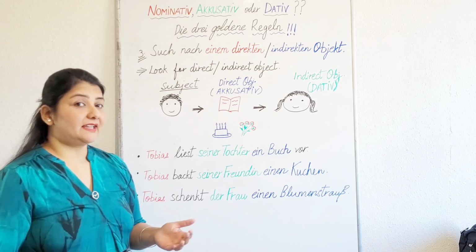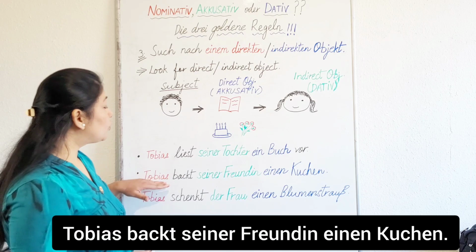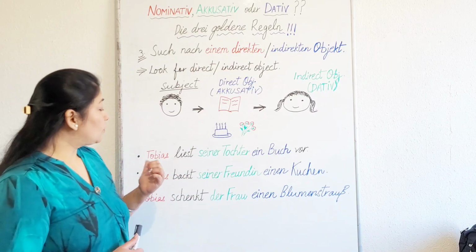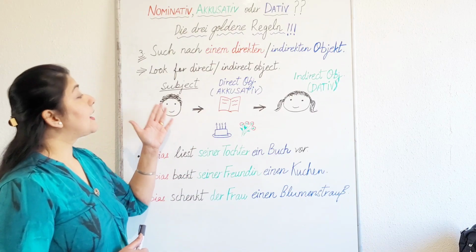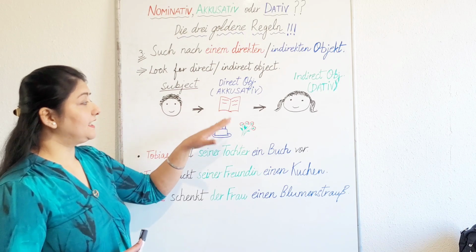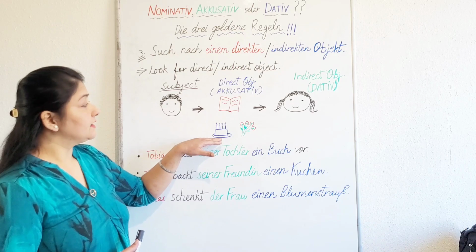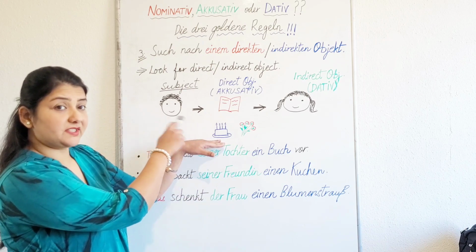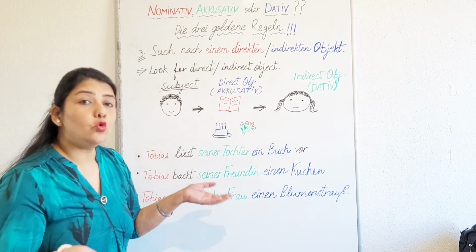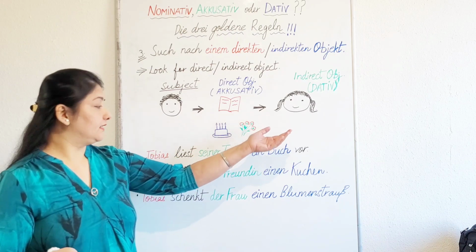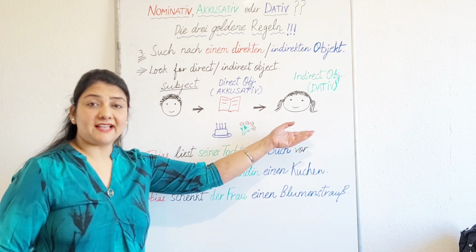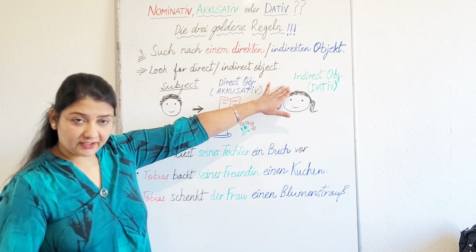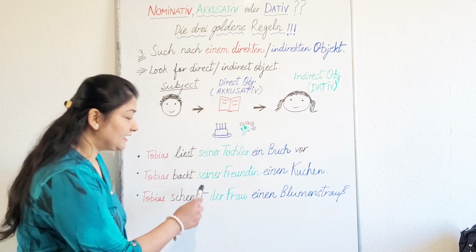Now, second example. Das zweite Beispiel. Tobias backt seiner Freundin einen Kuchen. Tobias, das Subjekt, backt. Und was backt er? Einen Kuchen. So the cake is being directly affected by the baking of Tobias. What is he baking? He's baking a cake. But for whom? Who is the end recipient of that cake? His girlfriend. Seiner Freundin. So seiner Freundin, his girlfriend, that is the indirect object, and that is why she is in dative case.